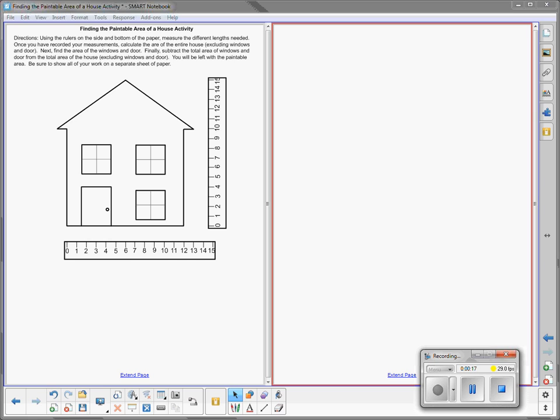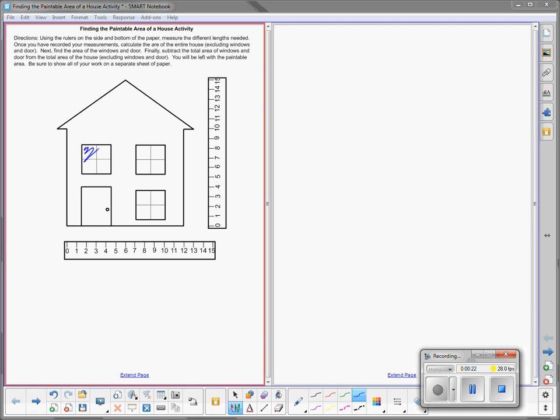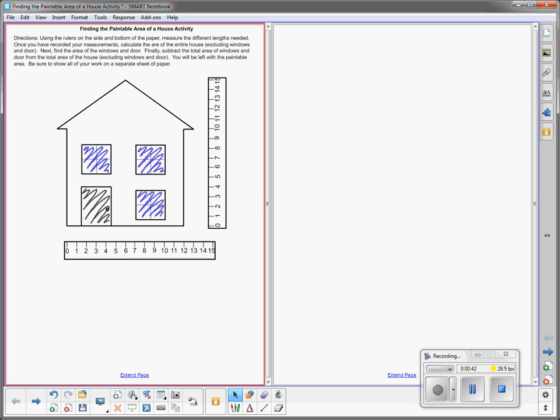First of all, we should know that we would never paint over windows, and generally, or at least for this example, we will not be painting over the door. So those four shapes, we will need to find the area of those and subtract them out of the total area of the house. Well, the first place we need to start is finding the total area of the house.